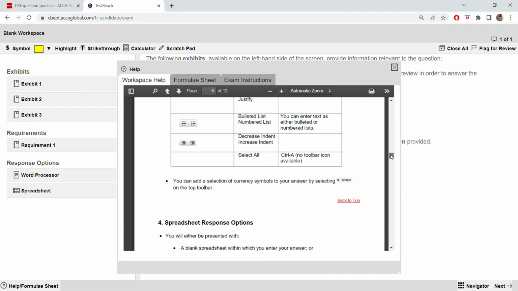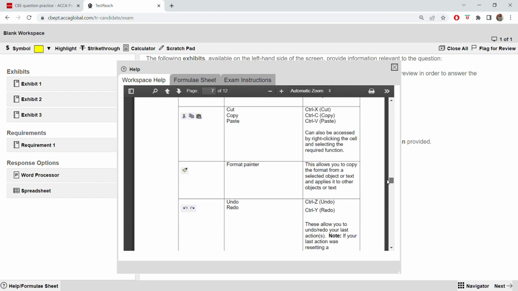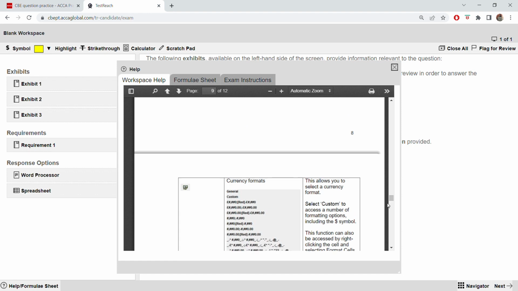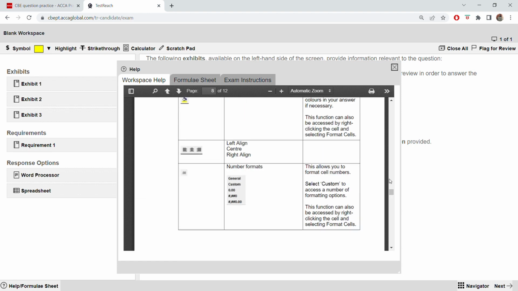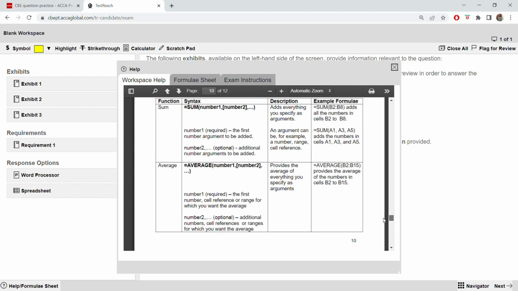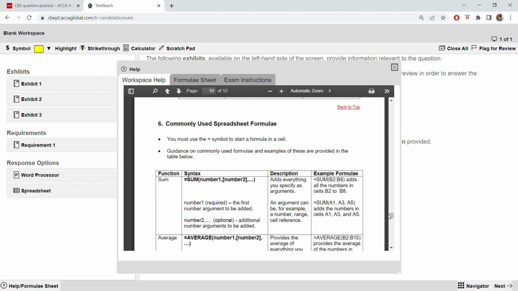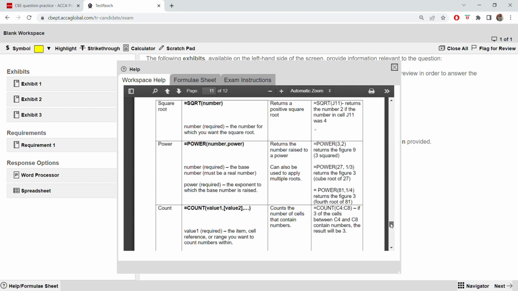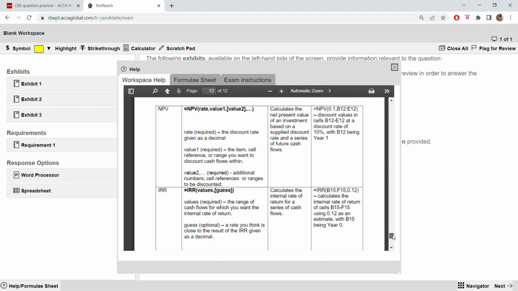Even in Excel it's similar. Not much difference, but in Excel you have functions also. That's the different thing. And you can format your currency, dates, numbers. That's additional stuff. And you have some functions. This we do not need for our SBR, but for other subjects like AFM and tax, we need. Like we have sum function, average function, then we have power, count, square root, net present value, IRR.